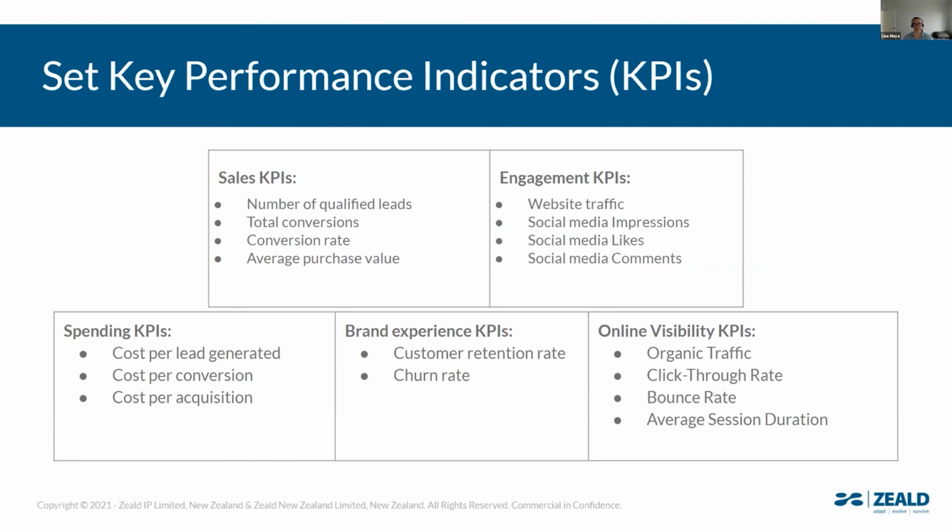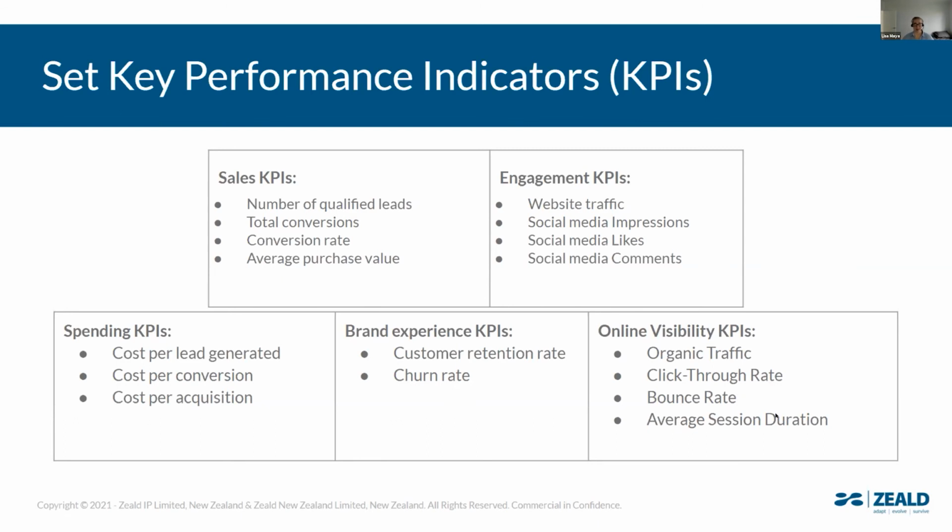And then online visibility KPIs. This is probably another basic one. I probably should have put it at the top here. So, you want to get your brand out there. You want people to see you. You want them to start understanding who you are and what you do. So you could look at that by organic traffic. So how many people are coming directly to you? Or a click-through rate. So maybe through search or through ads or through activity that you're doing, what's the click-through rate of people actually coming through to your site?